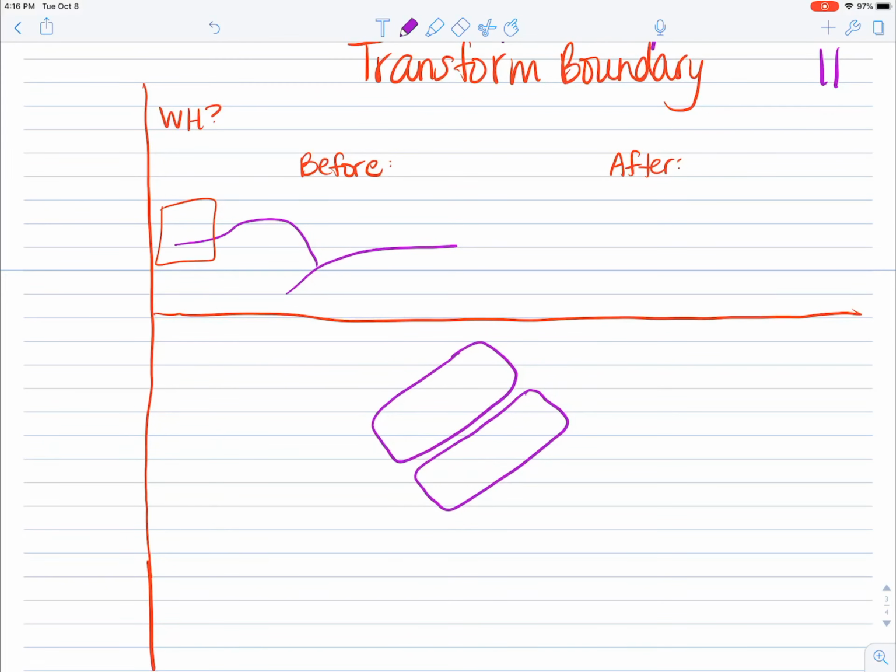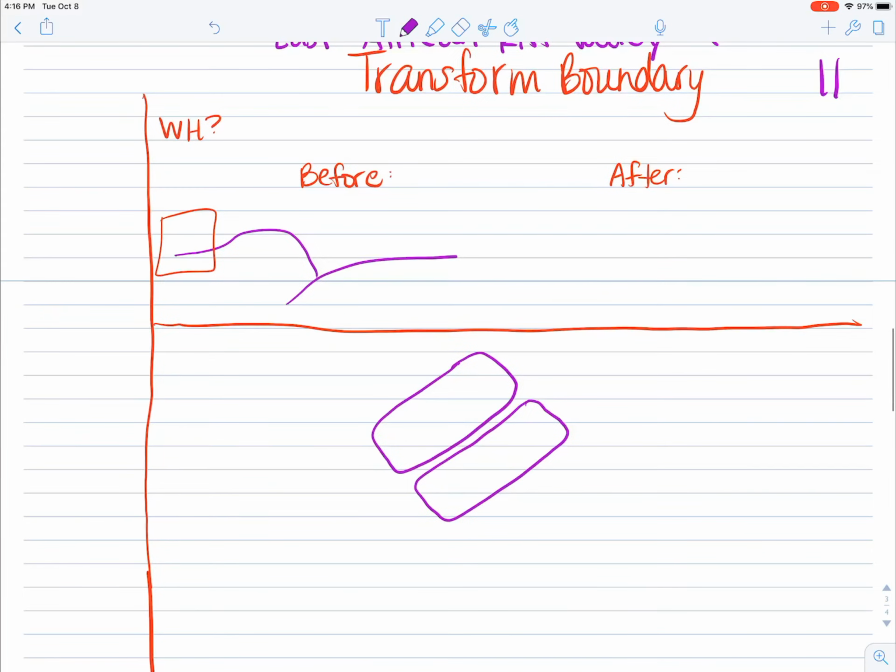All right, for our last type of boundary, we're going to look at a transform boundary. We've already talked about convergent boundary, already talked about divergent. Now I'm going to look at transform. So flip to your notebook on page 11, set it up like this looks. Pause the video to be able to do that.